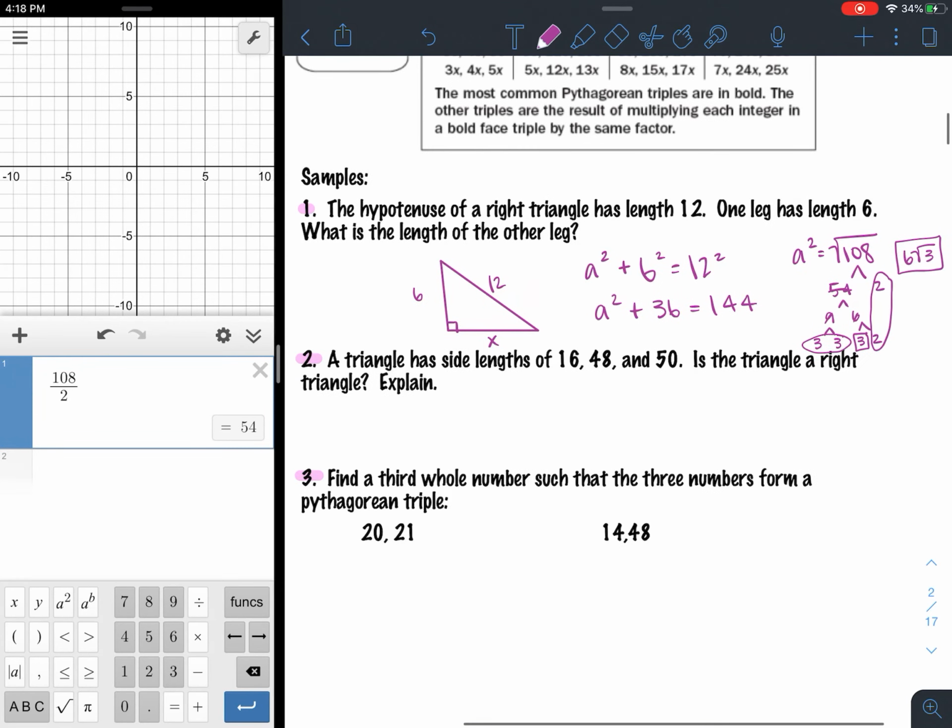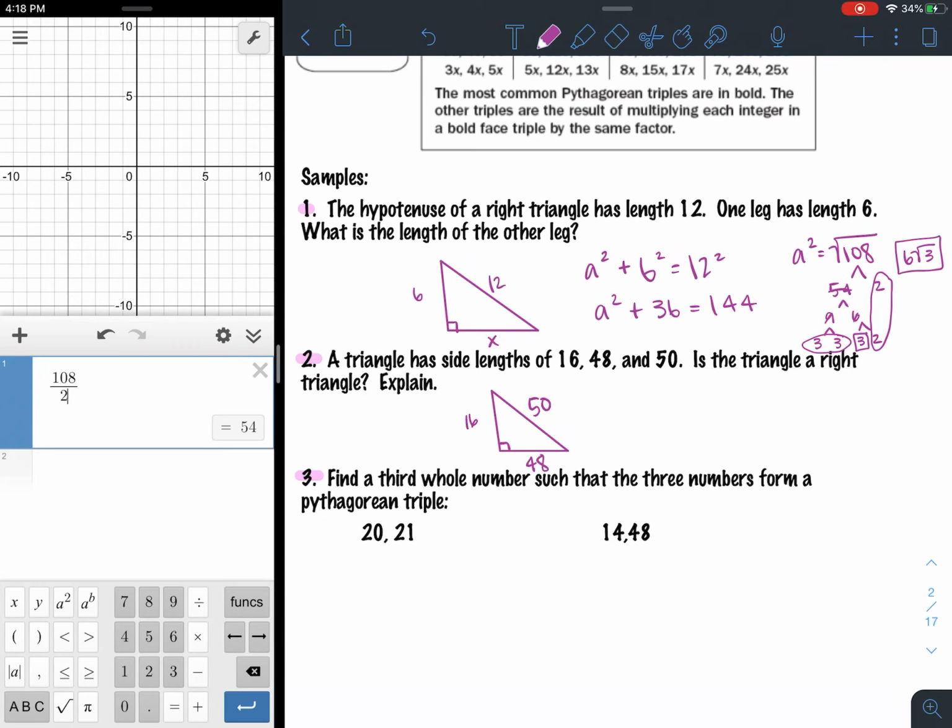A triangle has side lengths of 16, 48, and 50. Is the triangle a right triangle? So if I split all these up here in my diagram, remember that regardless of the order, always make sure that the longest side is your hypotenuse. So I've got 16 and 48.